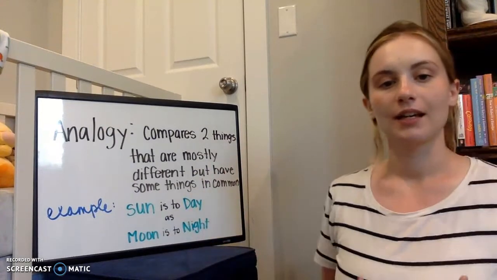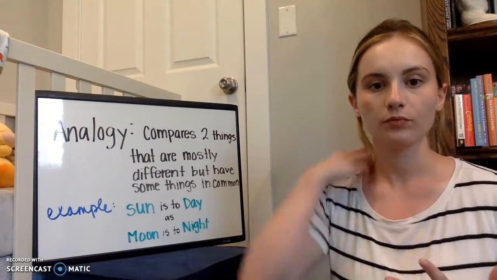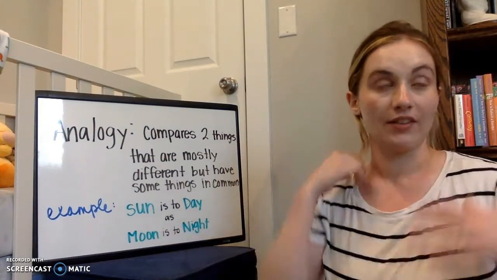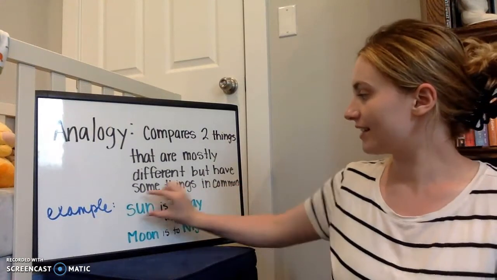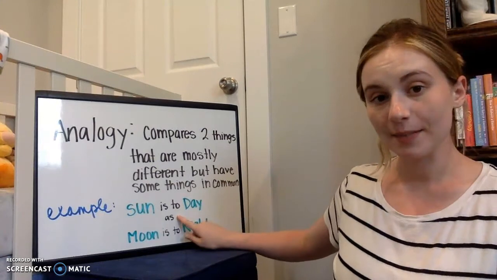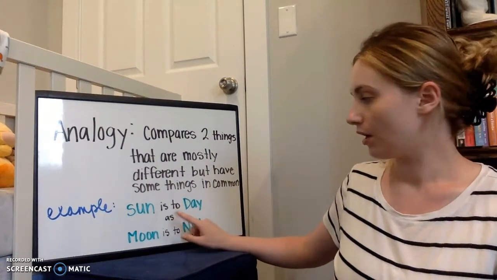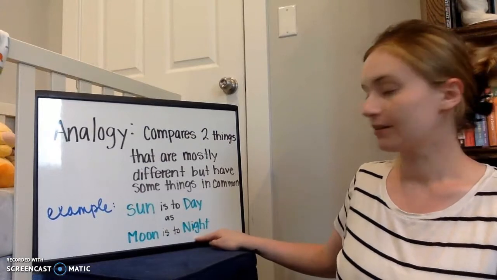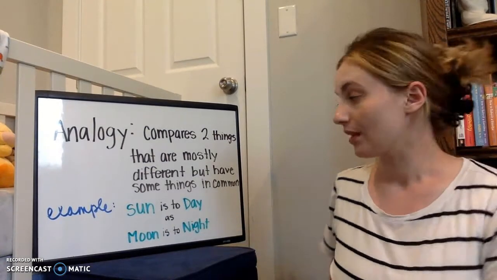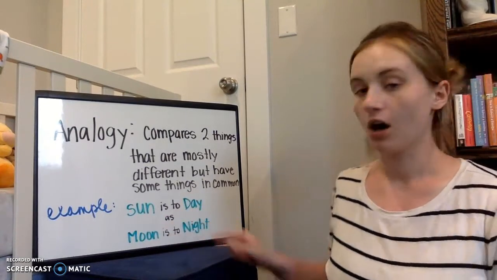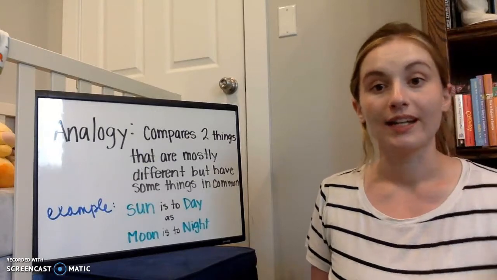So, how are sun and day similar? Yeah, the sun is out in the daytime. And sun is to day is similar to, "as" means "is similar to," moon and night, because the moon is out at night. So, sun and day, moon and night are similar because the sun is out in the day and the moon is out at night.